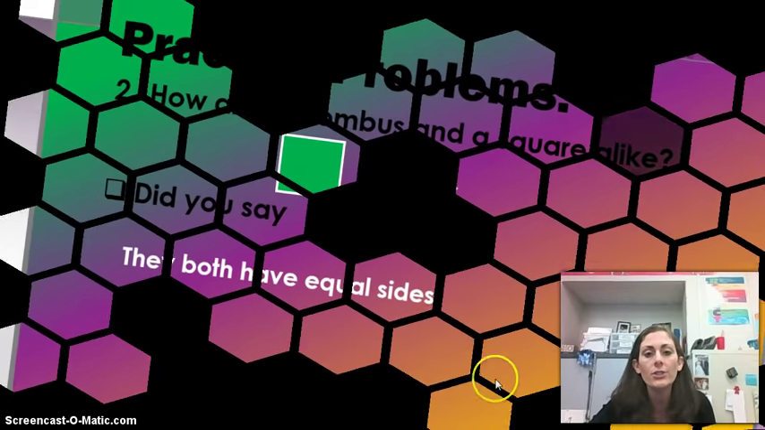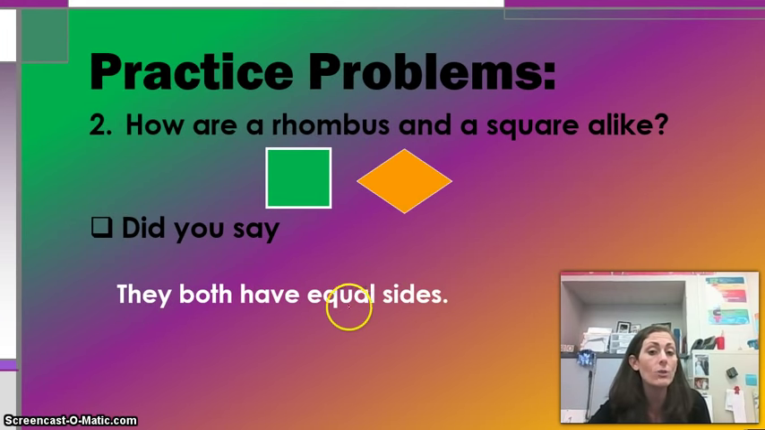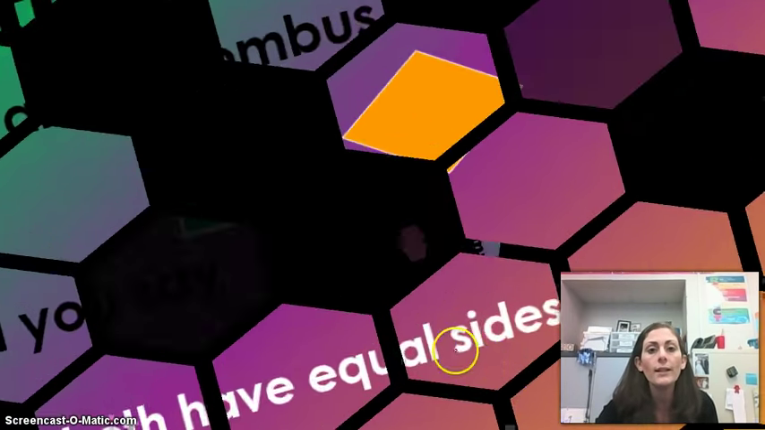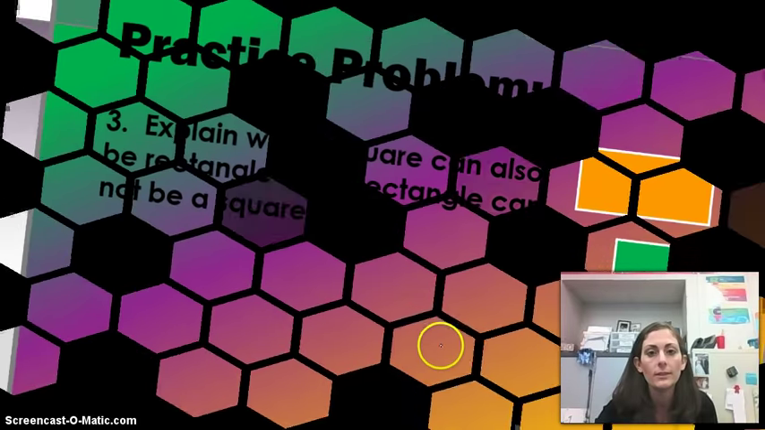And if you wrote the answer that they both have equal sides, and a good word for equal is congruent, and you'll probably see that. So they both have congruent sides. All 4 sides are the same length. Practice problem number 3.